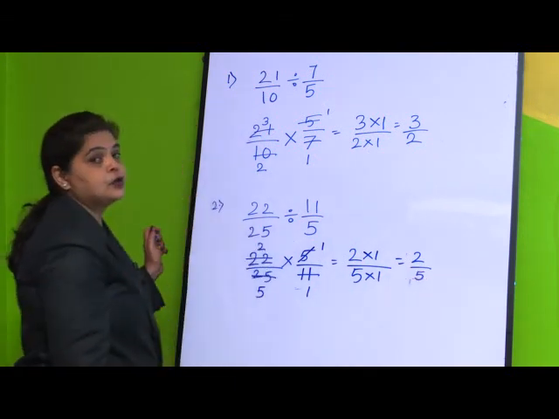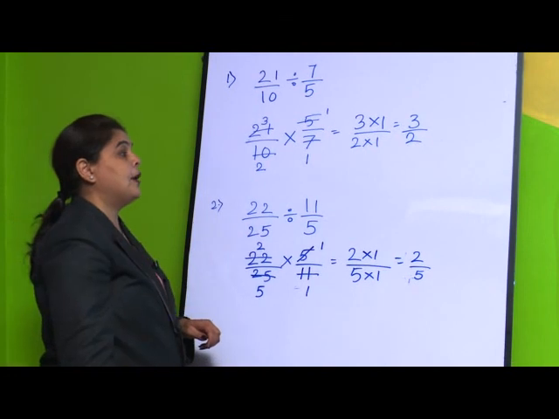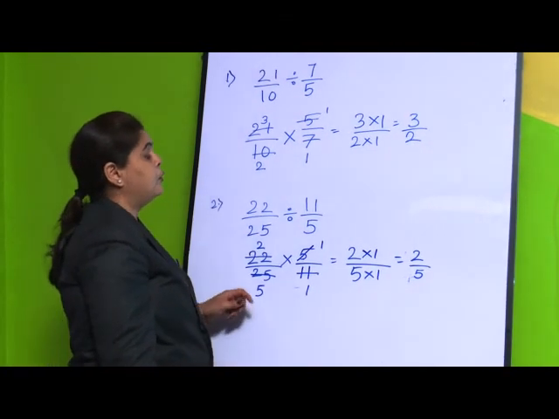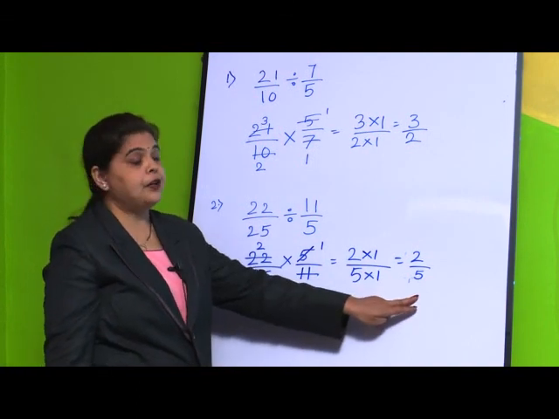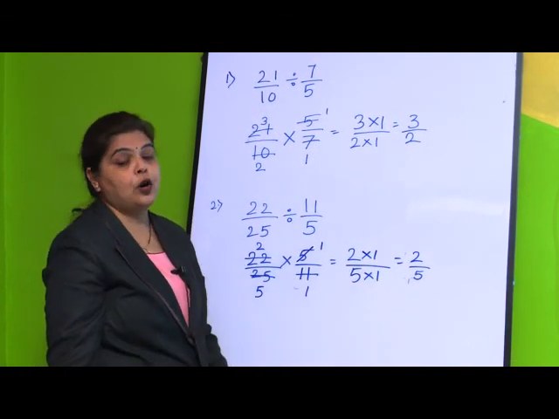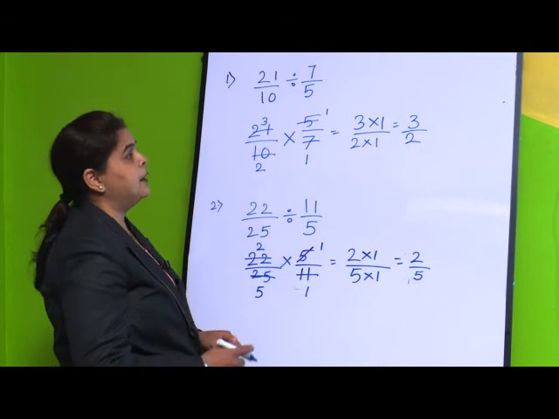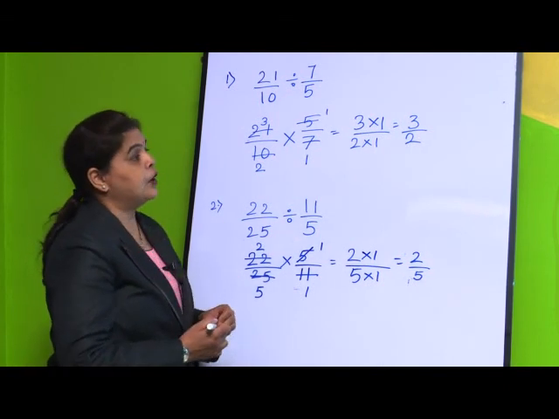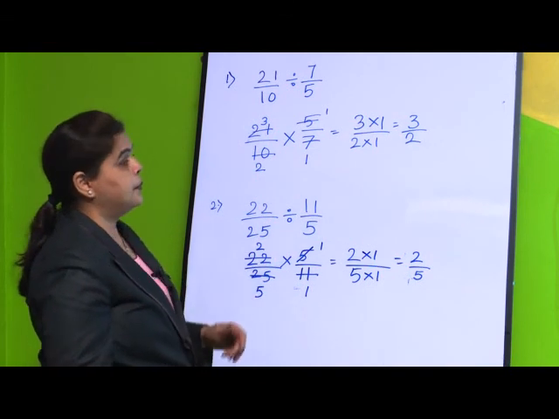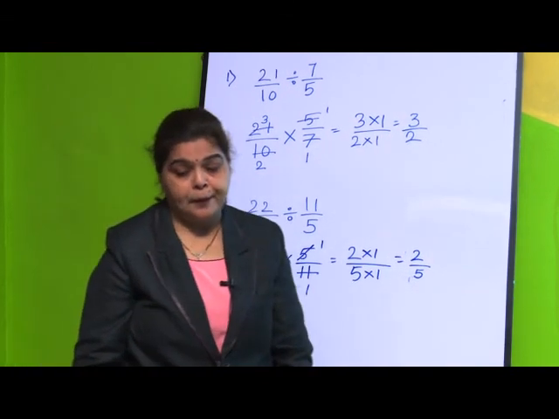So we have reduced it to the lowest terms, and we found the division of two fractions, and what we got after division is 2 upon 5. These are very similar examples I have given you, with different numbers. You can find related examples in the textbook and practice them.